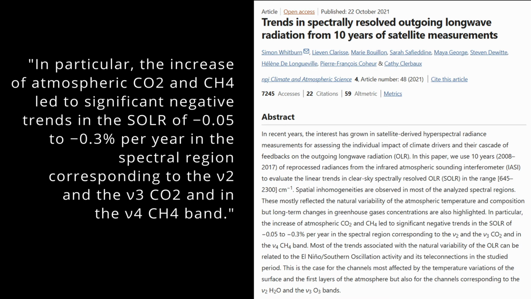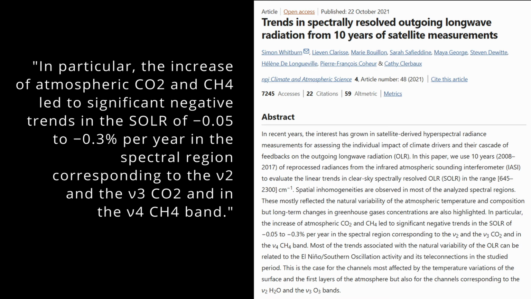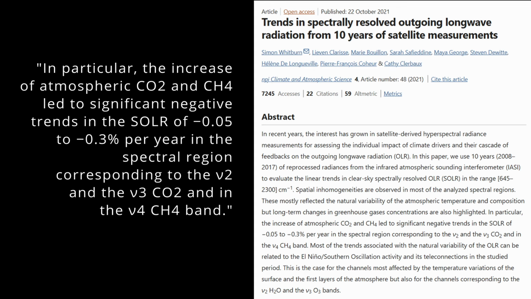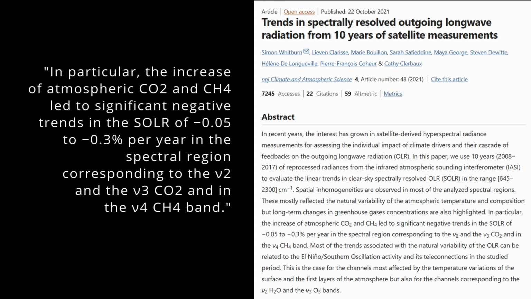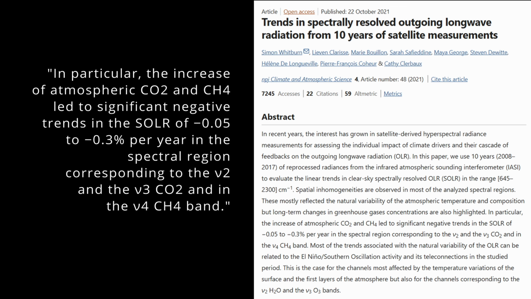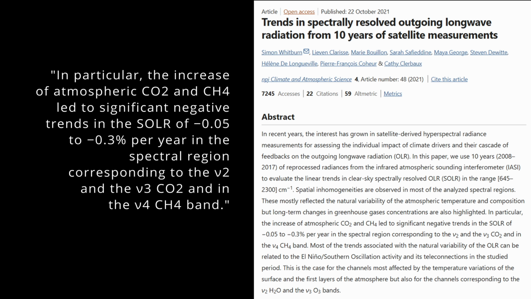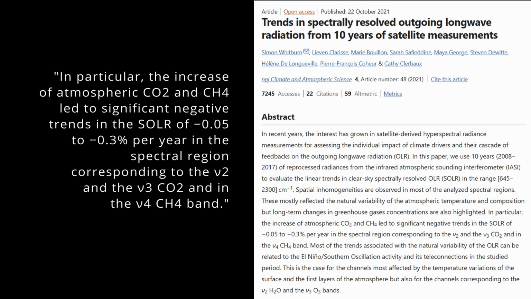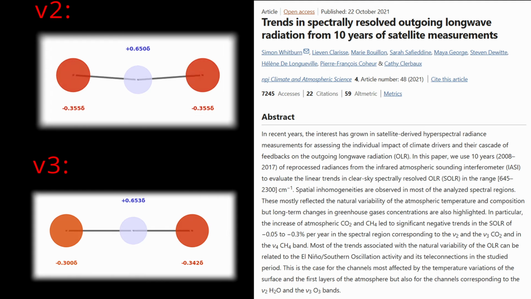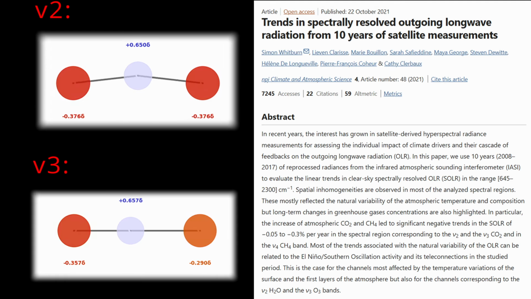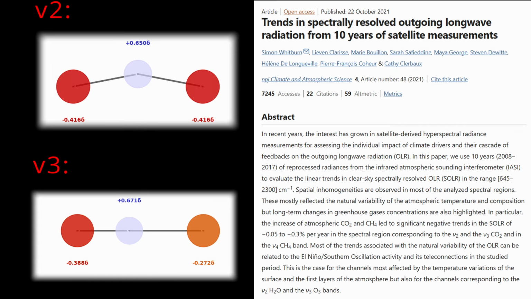In particular, the increase of atmospheric CO2 and CH4 led to significant negative trends in the clear sky, spectrally resolved outgoing long-wave radiation of negative 0.05 to negative 0.3% per year in the spectral region corresponding to the V2 and V3 CO2 and the V4 CH4 band. V2 and V3, remember, are the main excited states of the CO2 molecule, the bending and the asymmetric stretching.